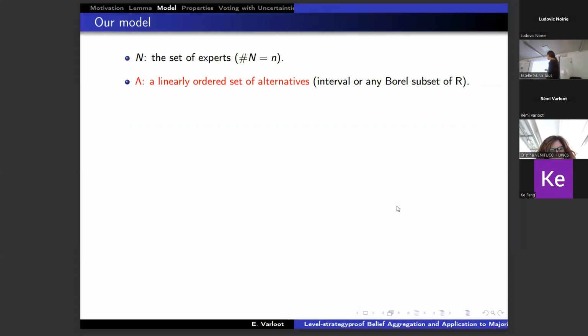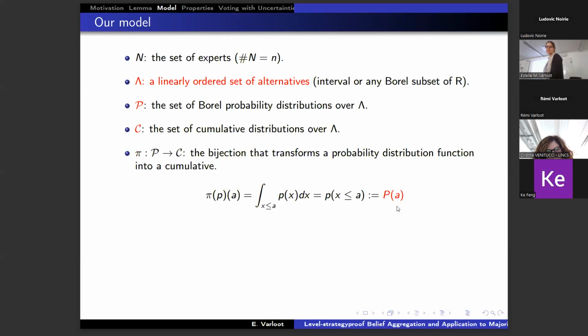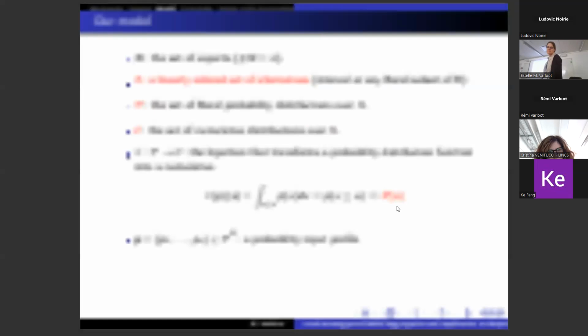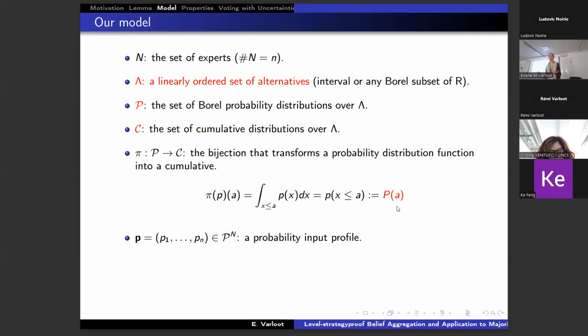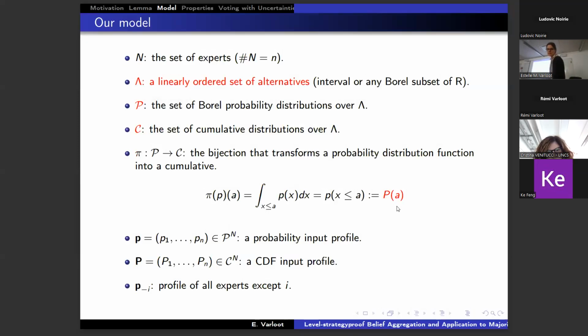So now our model. We've got a number of experts, people we ask probabilities from. We have our set of linearly ordered alternatives. So this is the set of degrees for the temperature. The probability distributions are over the alternatives, and then there are cumulative distributions. We need the function that goes from one to the other. And therefore, our input profiles, the things we give to the mechanisms, are a probability distribution for each one of the experts. And this notation, which is pretty common in voting, denotes everybody except voter i's probability distribution, which allows us to change what's happening for one player without affecting everyone else.